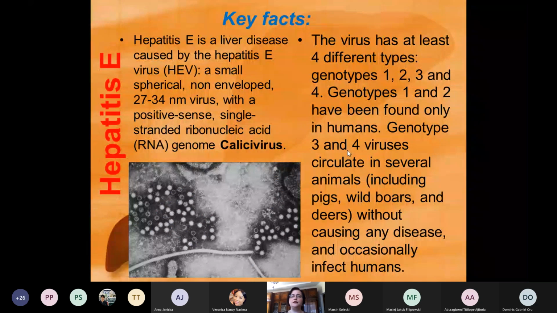Key facts. Hepatitis E is a liver disease caused by the hepatitis E virus, a small, spherical, non-enveloped virus with a positive-sense single-stranded ribonucleic acid RNA genome, calicivirus. The virus has at least 4 different types, genotypes 1, 2, 3, and 4. Genotypes 1 and 2 have been found only in humans, but 3 and 4 also circulate between animals, including pigs, wild boars, and deer, without causing any disease, and occasionally infect humans.